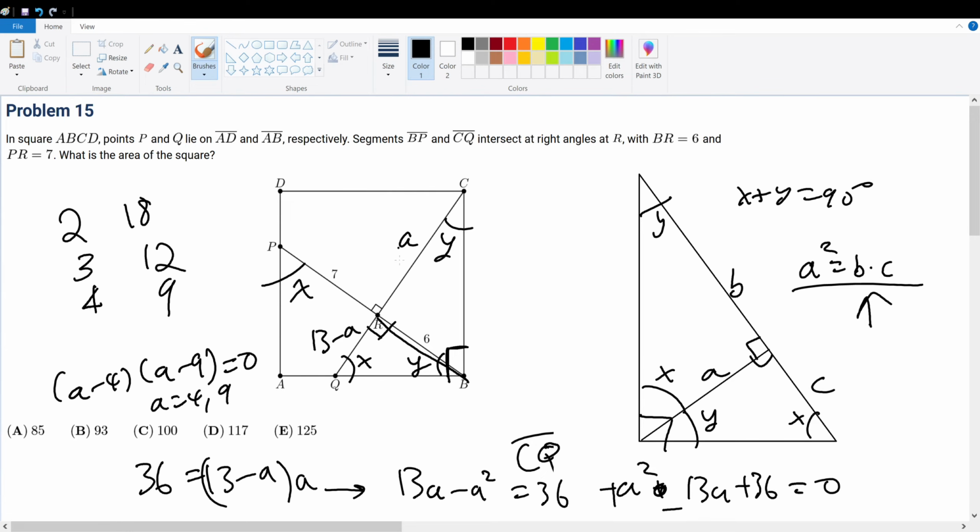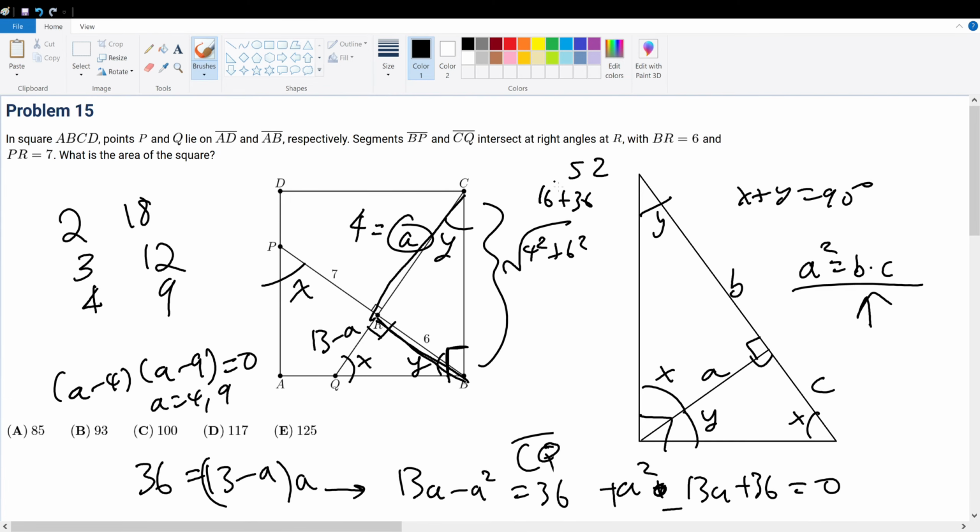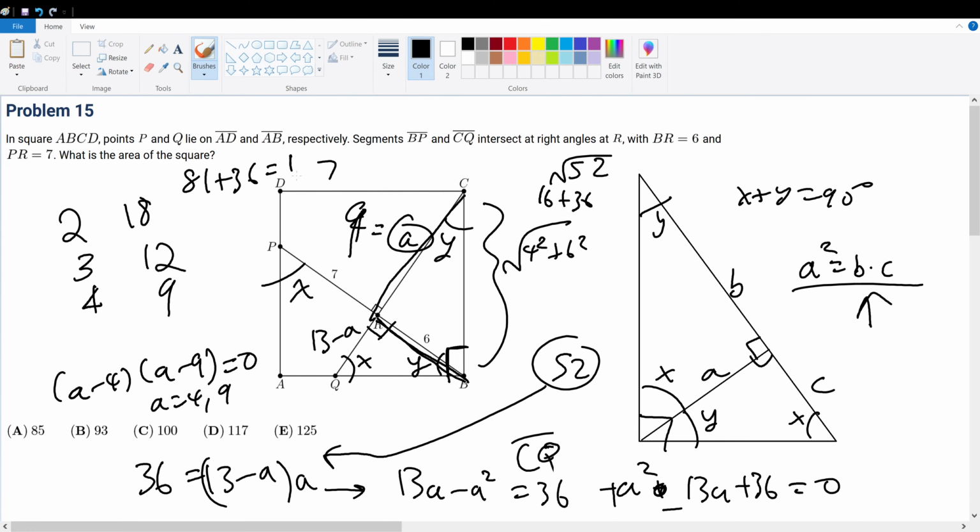So a, remember, is this side length, and since we know this side length, we can solve for this, because a is equal to either 4 or 9. Let's try 4. If that's 4, this is 6, then we know this side. That's the square root of 4 squared plus 6 squared, which is 16 plus 36, which gives 52. So root 52, and root 52 squared gives 52. But notice 52 is not one of the answer choices, so let's try a equal to 9. When a is equal to 9, that would be 81 plus 36.